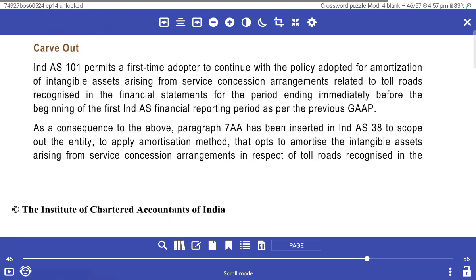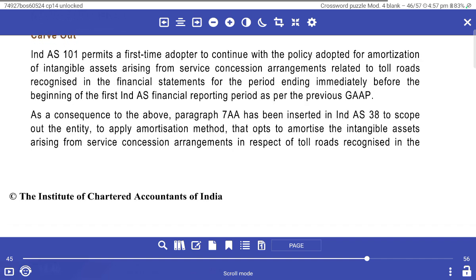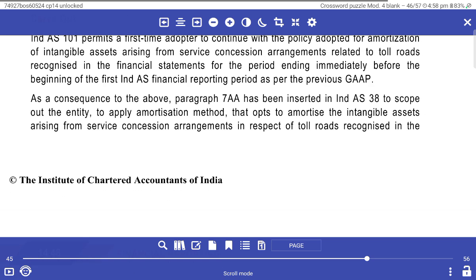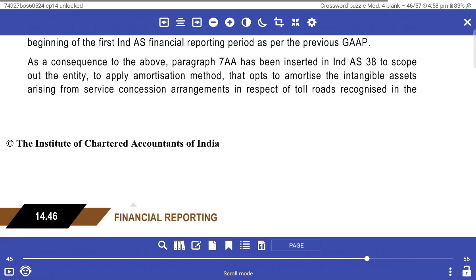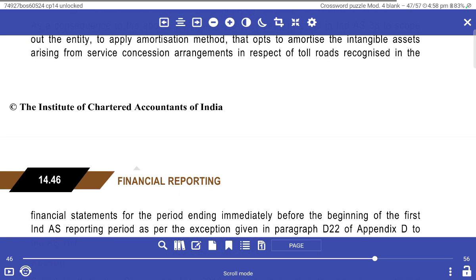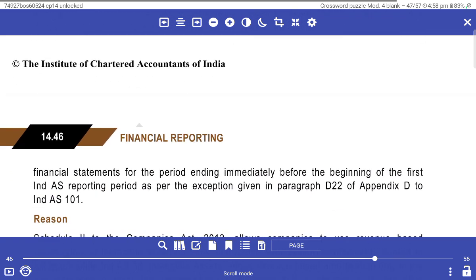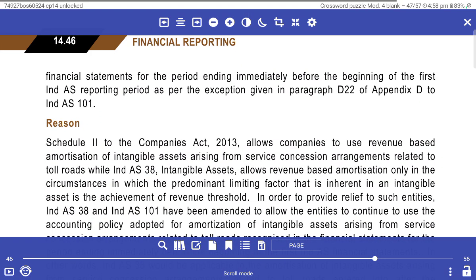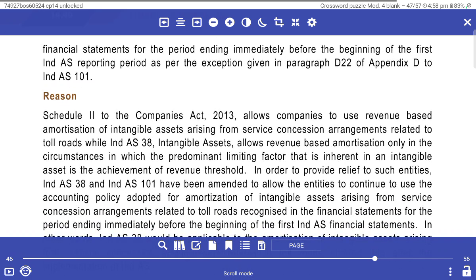Ind AS 101 permits the first-time adopter to continue the policy adopted for amortization of intangible assets arising from service concession arrangements relating to toll roads, and recognition of financial assets, in the period ending immediately before the beginning of the first Ind AS reporting period, that is, the previous GAAP period. As a consequence, a paragraph has been inserted in the scope of Ind AS 38 for the entity to apply the amortization method adopted for amortizing intangible assets arising from service concession arrangements with respect to toll roads recognized in the financial statements for the period ending before the beginning of the first Ind AS reporting period, as per the exemption given in paragraph D22 of Appendix D of Ind AS 101.